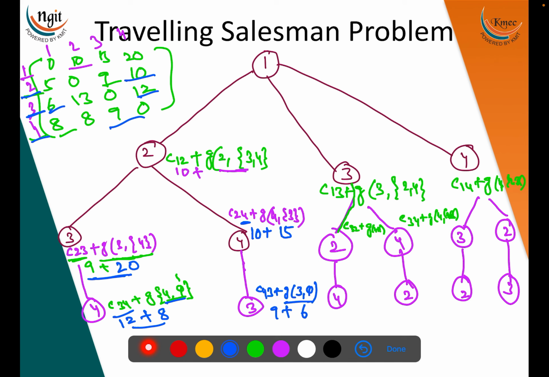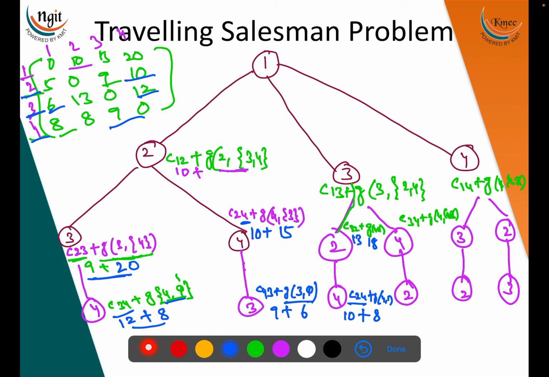Now again come here. So here also you will get C24 plus G(4, 1) value. C24 is 10 plus G(4, 1) value, which is 8. So you will send 18 here. So you know already the C32 value. 32 value is 13.